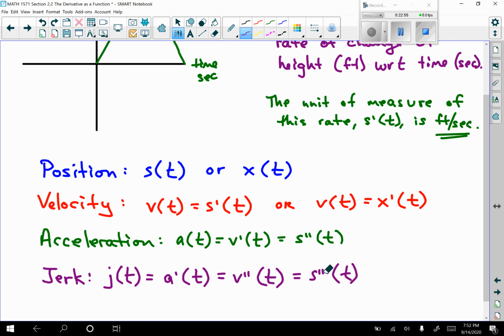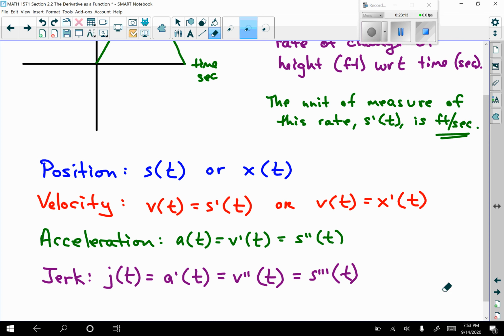That's all the further we go with the primes. So we have s prime of t, s double prime of t, s triple prime of t. After that, it would look like the fourth derivative of position. We just start to see little exponent notation, but that just means the fourth derivative of position.